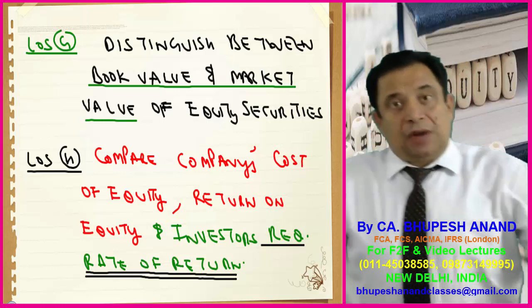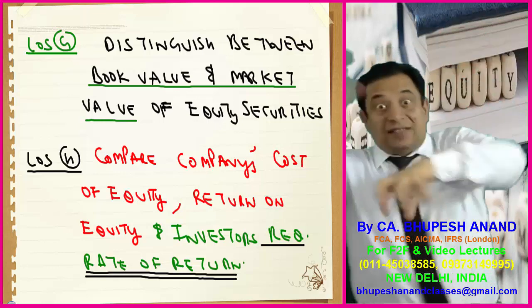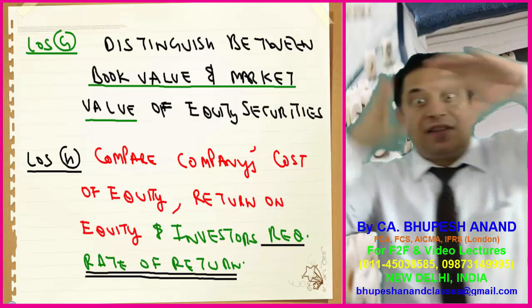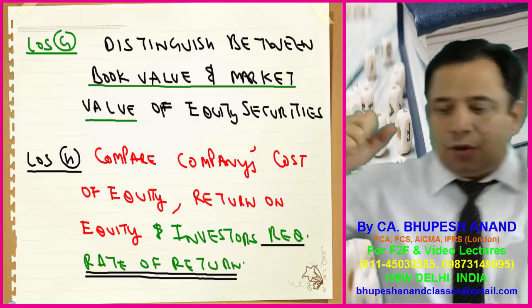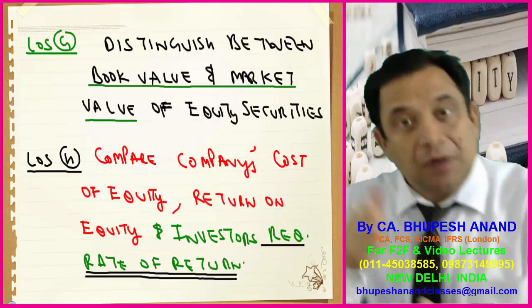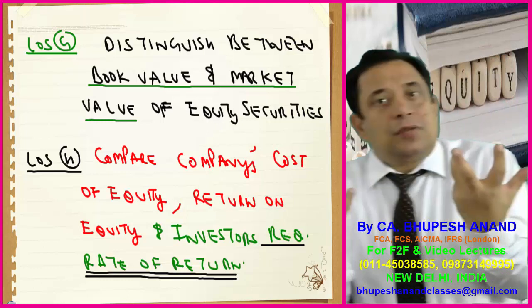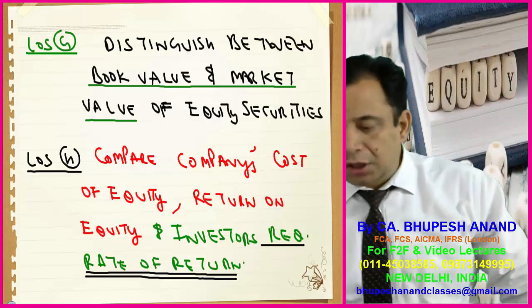and the market value. The value which is appearing in the books is named as book value, and the value which is being traded in the stock market, like BSE, Sensex, is named as market value. And the last is company's cost of equity and return on equity. Compare what is the meaning of cost of equity, that is from investors' point of view, and what is the meaning of return on equity.